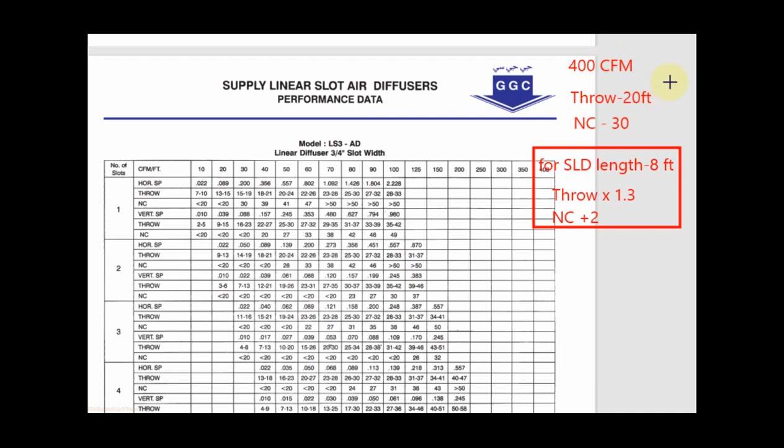Now let us increase the length of the slot diffuser. Now we will select for a length of 8 feet, so the CFM per feet will be 50. So we will select this column. For 1 slot, NC level is 41, for 2 slots NC level it is okay, 28, but the throw is 24 and we need 20. Then for 3 slots throw is 24, for 4 slots the throw is 23. We'll go down now.